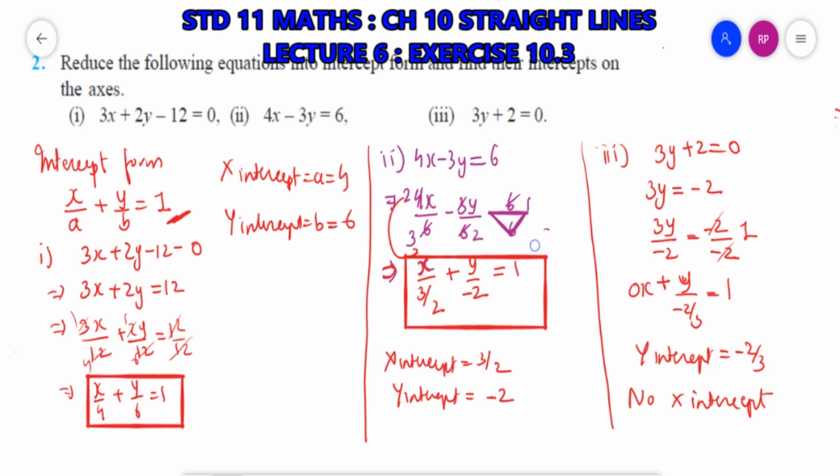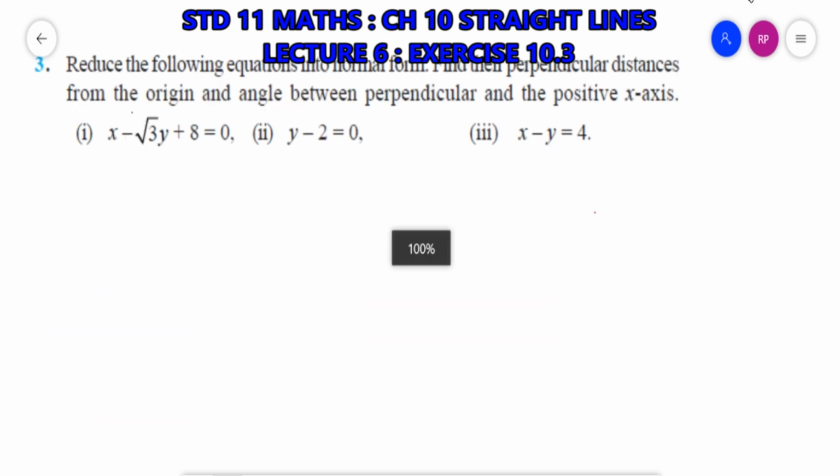Now let's move to the next one. Question number 3: reduce the following equations into normal form. Find the perpendicular distance from the origin and the angle between the perpendicular and the positive x-axis. Now we know that the normal form is x cos omega plus y sine omega is equal to p. Clear? So we need to find out cos omega and sine omega.